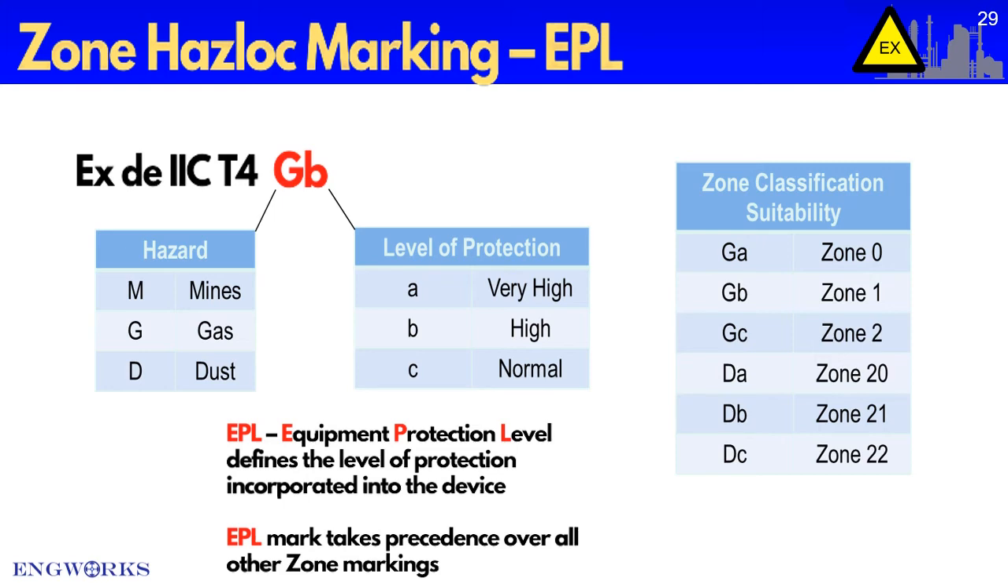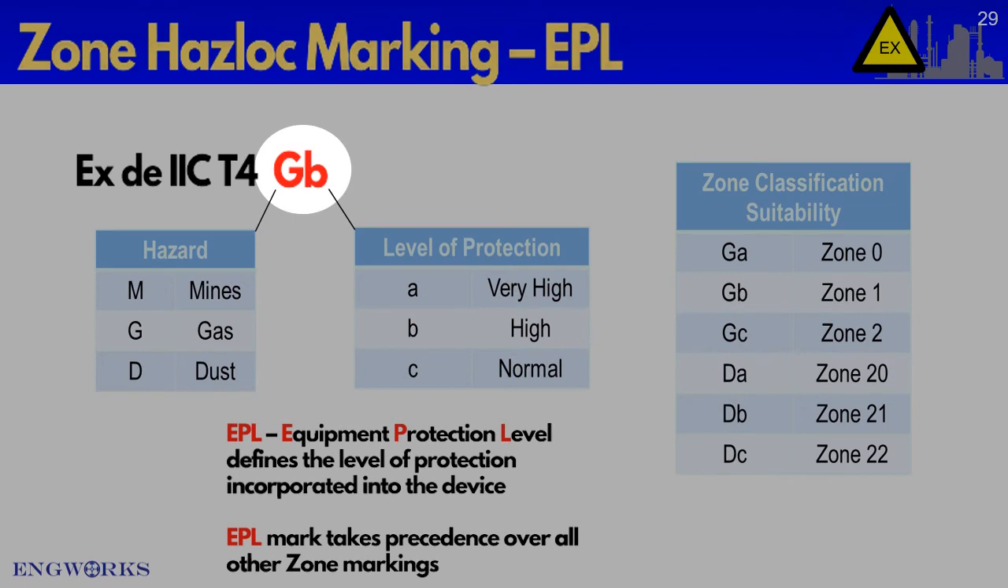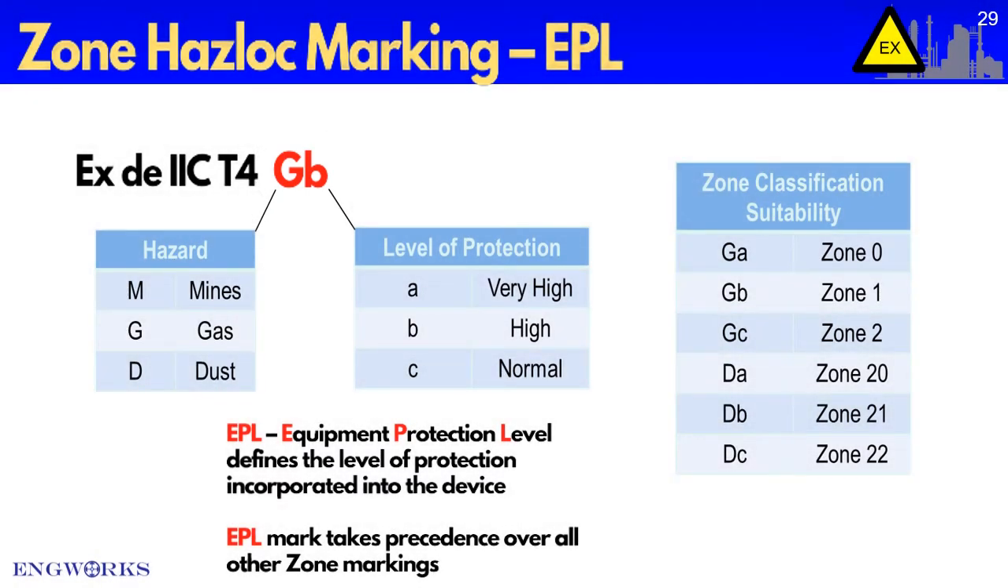An EPL mark consists of two letters. The first indicates the explosion hazard the product is suitable for. The second letter defines the level of explosion protection provided by the product. Products marked GA are suitable for Zone 0. Products marked GB are suitable for Zone 1. And products marked GC are suitable for Zone 2. Products marked DA are suitable for Zone 20, DB for Zone 21, and DC is for Zone 22 applications.